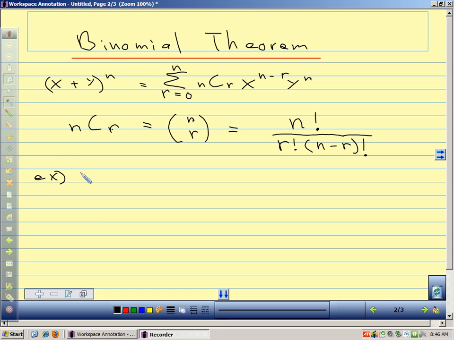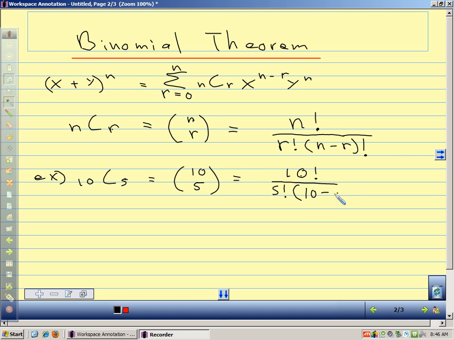So let's say we want to calculate 10C5. The other way that you'll hear people talk about this is 10 take 5. We're going to calculate 10 take 5, 10 things taken 5 at a time. So I'm just going to write the equivalent notation. And this equals 10 factorial over 5 factorial times 10 minus 5 factorial.